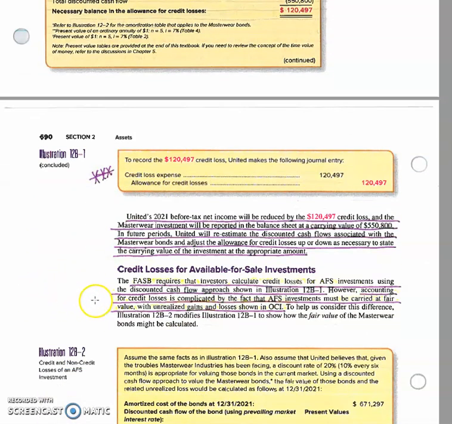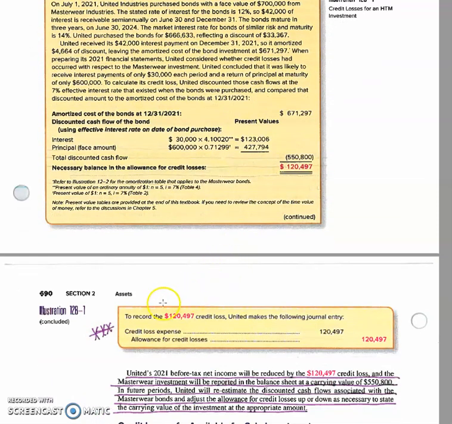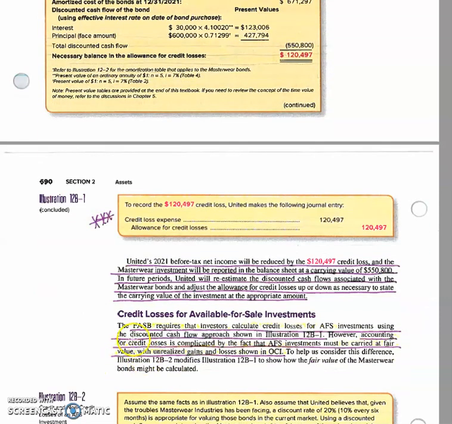Now, credit losses and available for sale securities, the accounting is a little bit more complicated because of the mark-to-market concept and the gains or losses reported in other comprehensive income. But FASB requires that investors calculate credit losses for available for sale security investments using the discounted cash flow approach shown in illustration 12B right up here, same way it's used for the held to maturity investments. And accounting for credit losses is complicated by the fact that available for sale investments must be carried at fair value with the unrealized gains and losses shown in other comprehensive income.